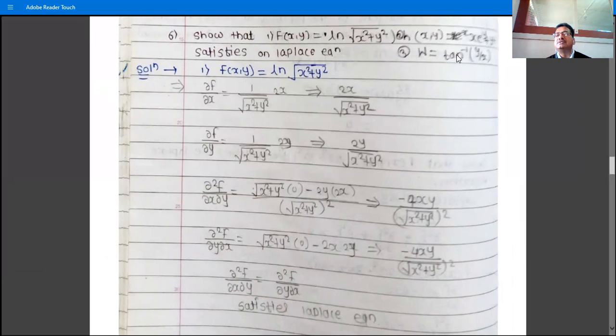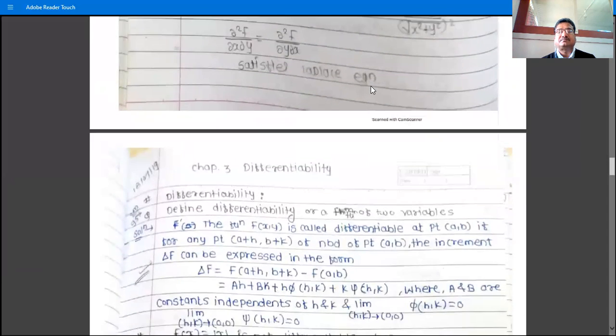Another problem: w is tan inverse of y by x. Find ∂w/∂x, ∂w/∂y, then ∂²w/∂x², ∂²w/∂y², and then show that ∂²w/∂x² plus ∂²w/∂y² is 0. That is, this satisfies the Laplace equation.